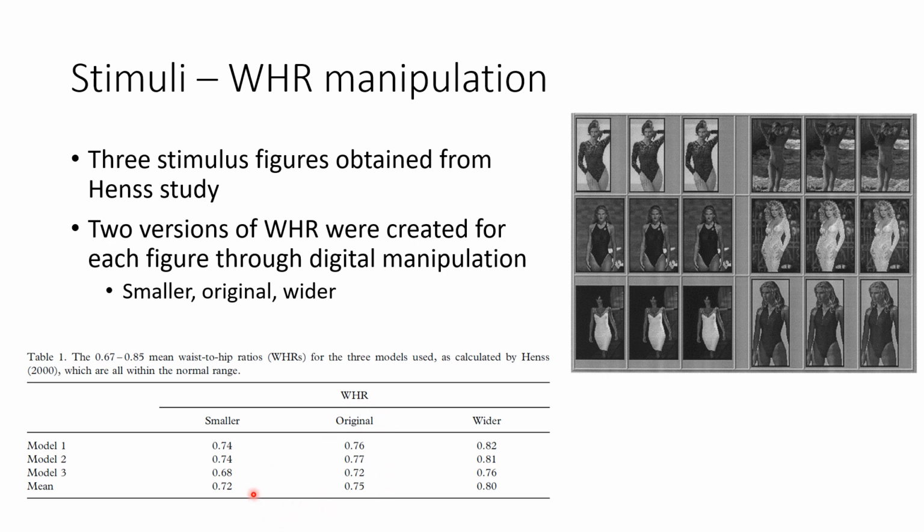These are the digitally manipulated smaller versions of those models, and here are the wider versions of those models. So note that all of these measurements are falling within the normal range, and notice how small the difference is. Very, very subtle. Some of these are extremely close to each other. And I think that this will be more telling when we take a look at the results, the fact that these are so close to each other, but yet it could make a difference in terms of attractiveness ratings.